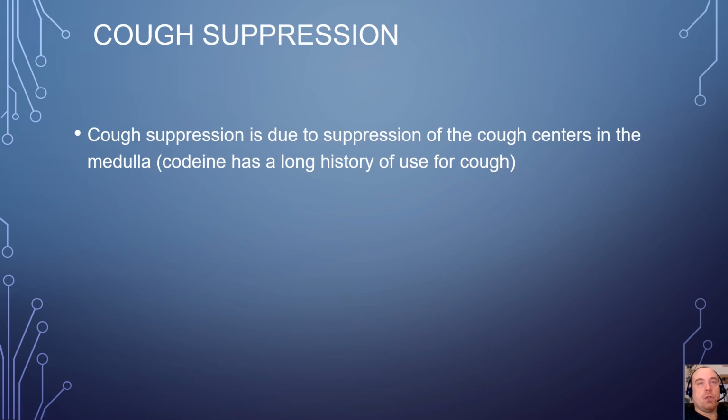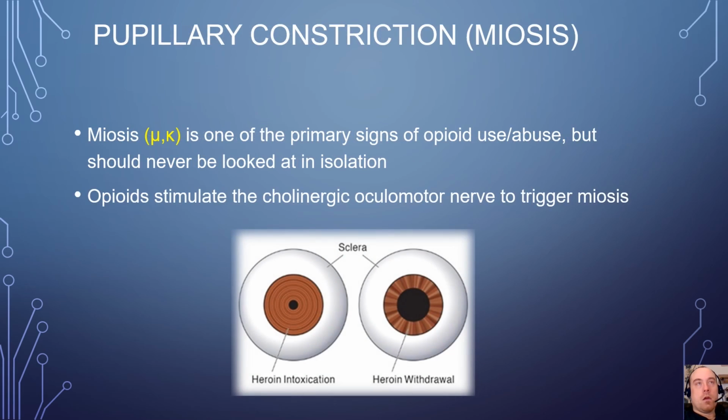Cough suppression is due to suppression of the cough centers in the medulla. Codeine has been used historically and can still be used for that, but any opioid should have some ability to suppress cough. So we're going pretty fast because I kind of already summarized all this stuff.